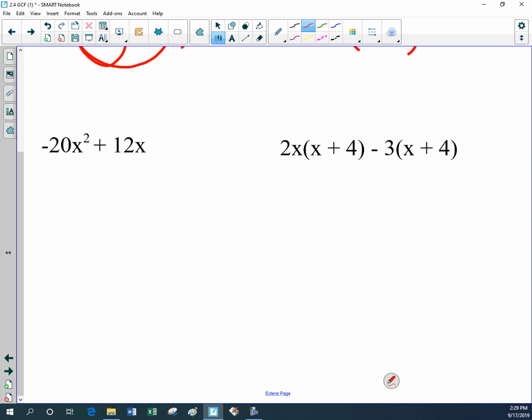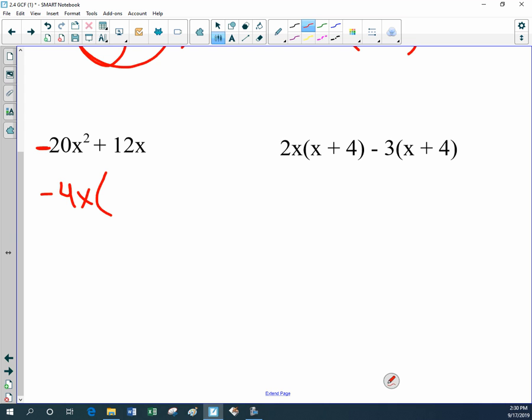Our next example is a little bit different because our first term is negative. We'll come back to that in a second. First, the factors of 20 and 12: the greatest common factor of 20 and 12 is 4. Then we have an x squared and an x, so the greatest common factor is 4x. Anytime the first term is negative, we're going to factor out a negative, so instead of factoring out a 4x, we factor out a negative 4x.